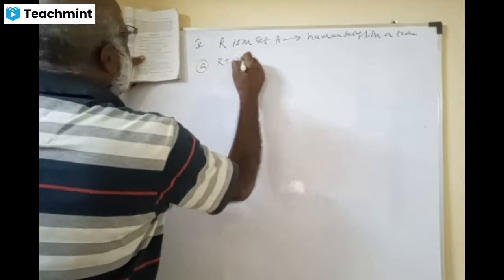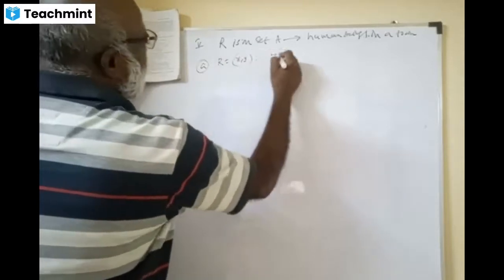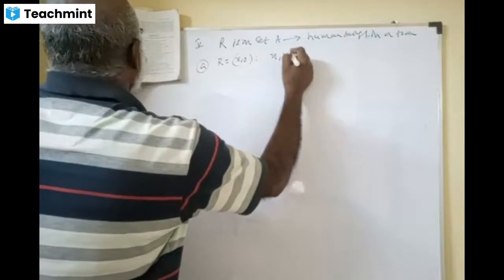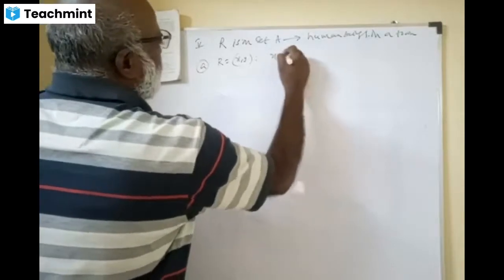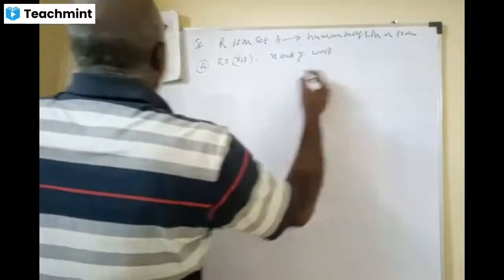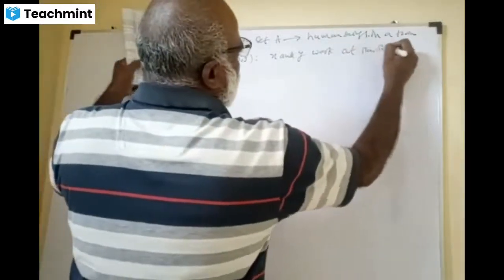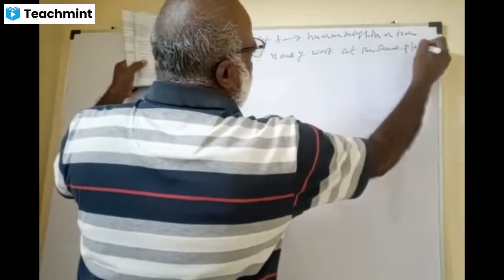R is the set of ordered pairs (X, Y). This is the relation: X and Y work at the same place.